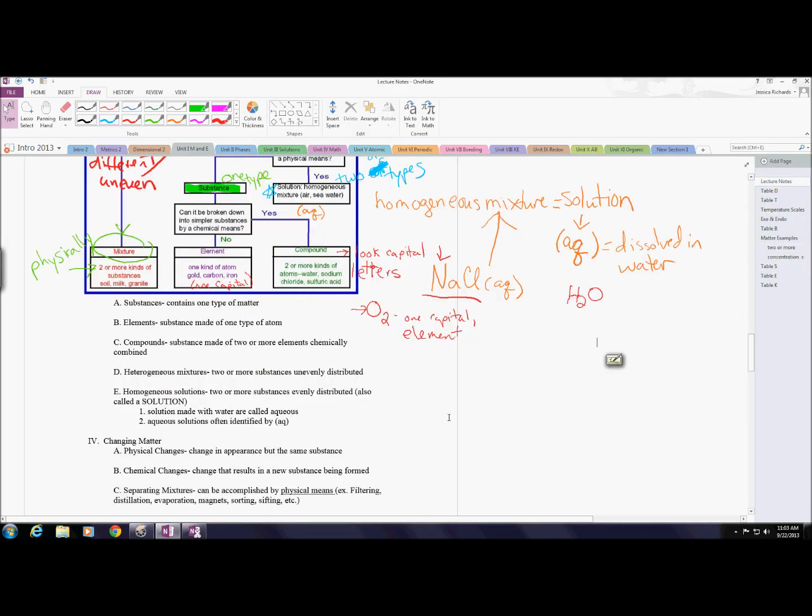So way down here at the bottom, physical changes versus chemical changes and how we use those to separate mixtures. So remember, a physical change is going to change how it looks, maybe, but it's going to be the same substance. It's going to have the same formula. My favorite example of physical changes where it has the same formula, because you guys understand this about water.